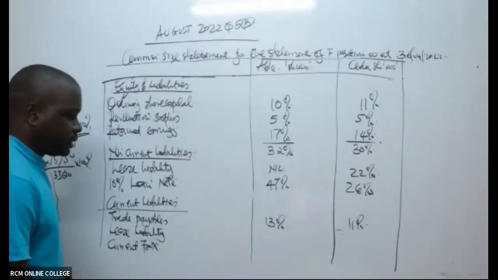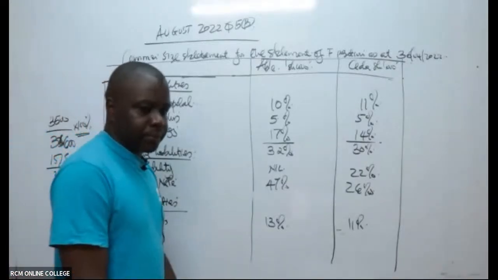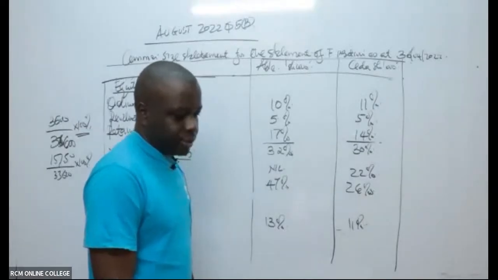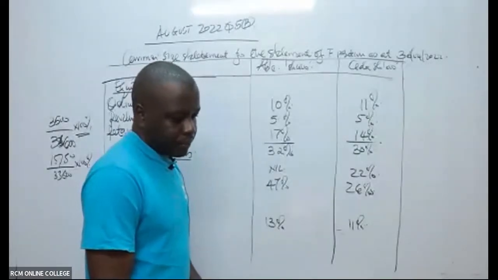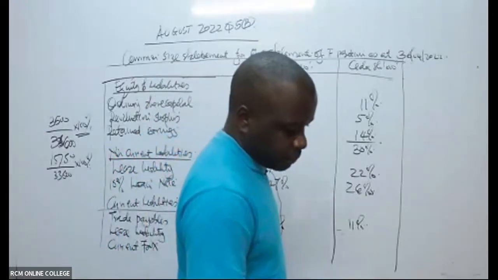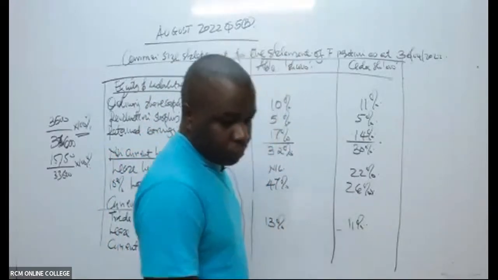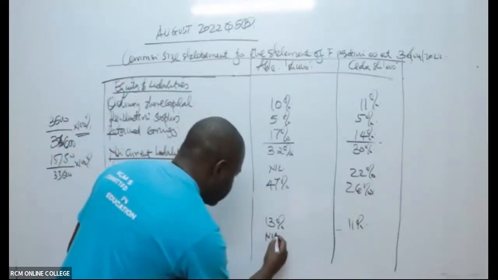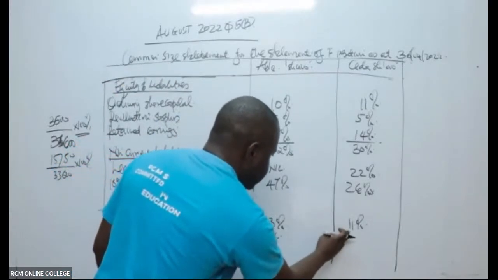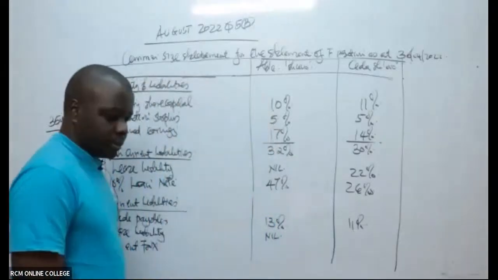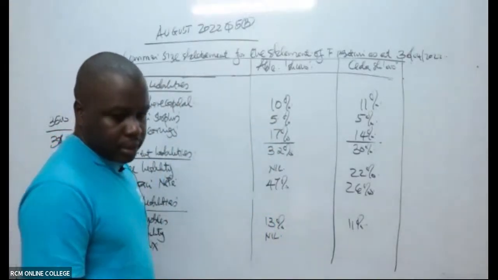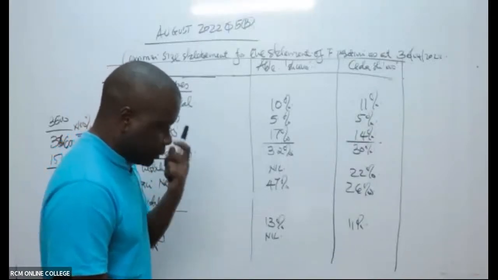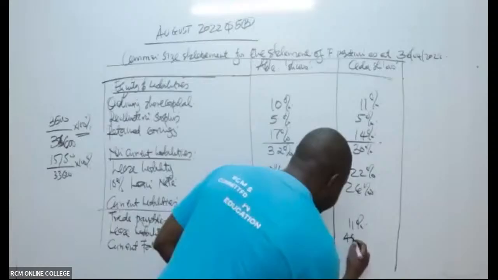So the lease liability is what percent? You're saying 11%. Is it true? Lease liability. The first one is nil because there's no figure there. So this one ends up being nil. What about this other side? The other side is 3.7%. So this one is 4%.